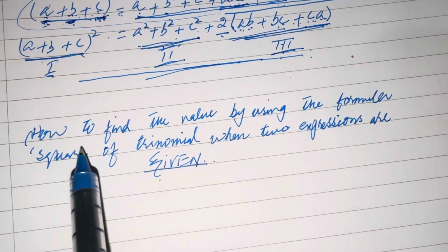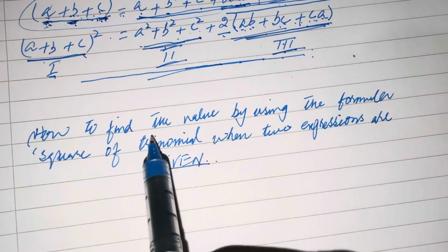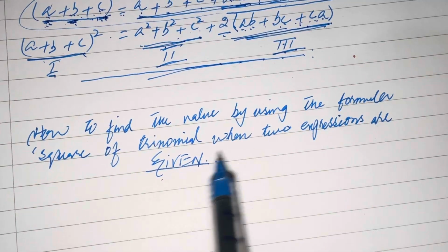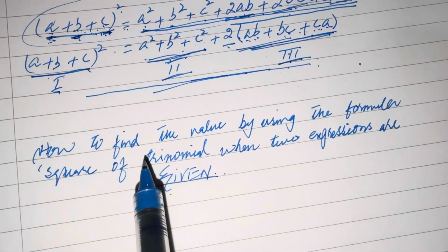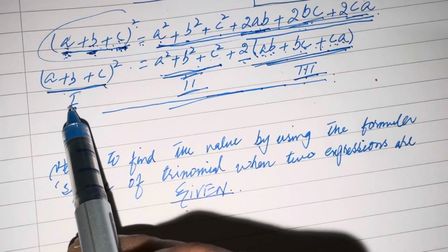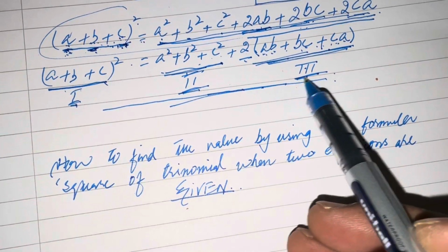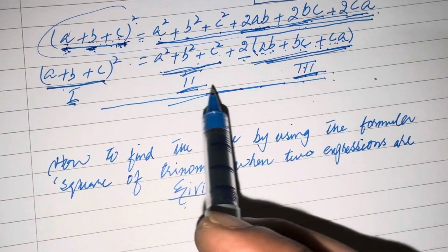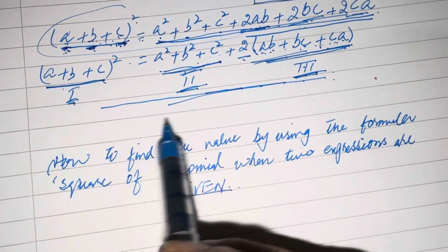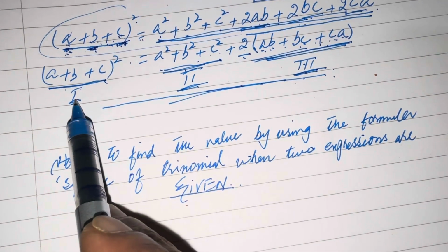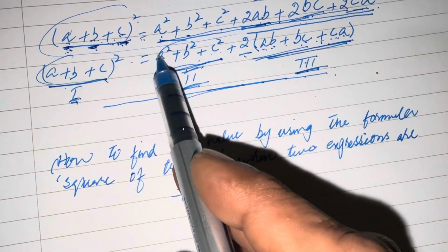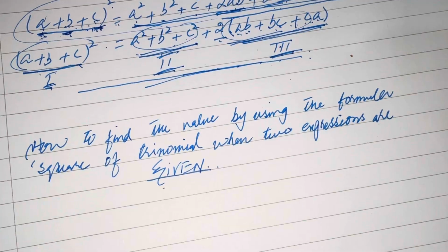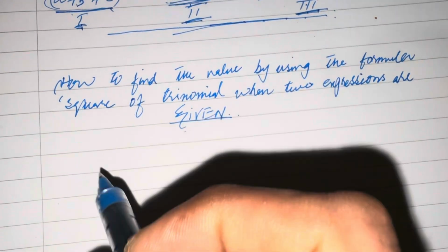So let's start from here: how to find the value by using the formula square of trinomial when two expressions are given. I told you that we got three expressions in this formula. So when two expressions are given, how can we find the value of the third expression? The third expression could be this one or this one or this one.